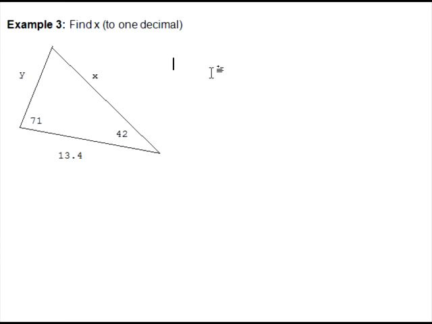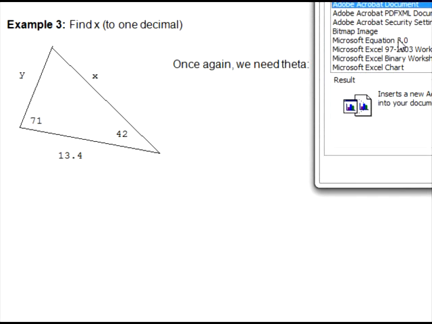Alright, so once again, we need theta. So theta is going to be the top angle. The reason I say we need that is because x matches with 71 and y matches with 42, but 13.4 doesn't have something to match with. So in order to get a match with that number, we're going to have to do that. So I'm going to do the same thing we did last time.